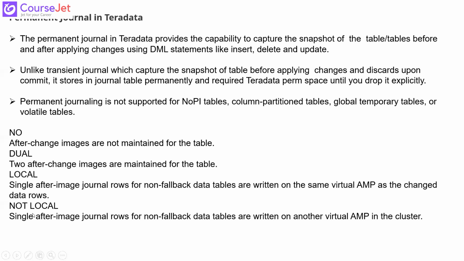There are 4 types in this permanent journal. The first one is No, which means after change images are not maintained for the table. Dual means both after and before changes are maintained for the table. Local means a single after image journal for a non-fallback data table is written on the same virtual AMP as the changed data. So whatever snapshot is taken, all the snapshots will be in the same AMP. Wherever the data resides, the same copy will be maintained in the same AMP. And Not Local is the feature where the single after image journal of rows is written into another AMP in the cluster.